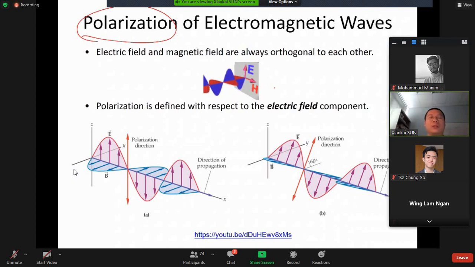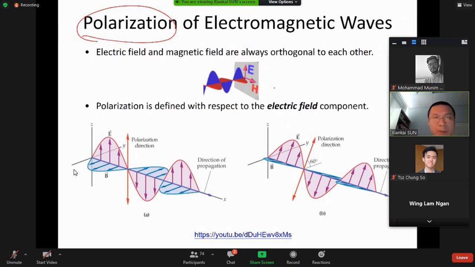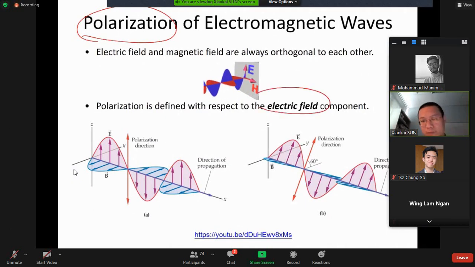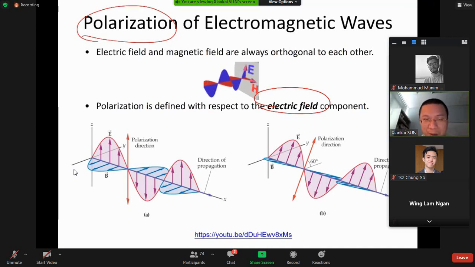So in this community, people define polarization as the direction of oscillation, the oscillation direction of the electric field component. Remember, let me remind you, although we define polarization with respect to the electrical field component, that does not mean that electromagnetic wave contains only electric field. Electromagnetic waves always contain both electrical and magnetic field. And as I mentioned, they are always perpendicular or orthogonal to each other.